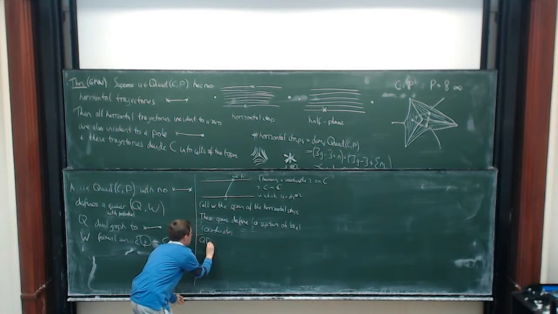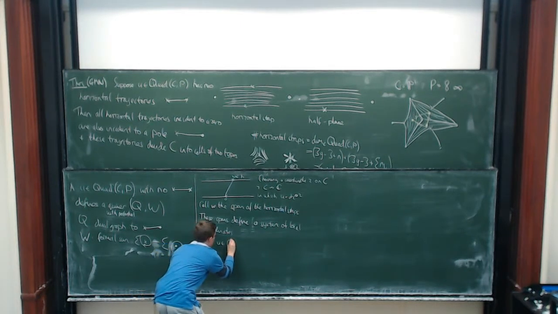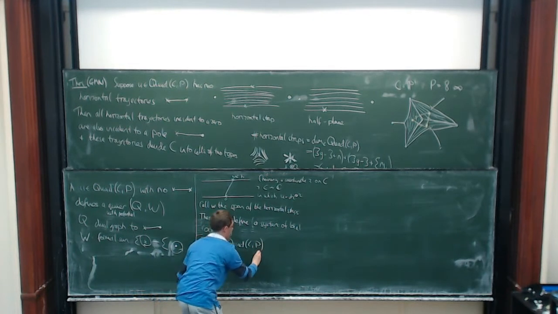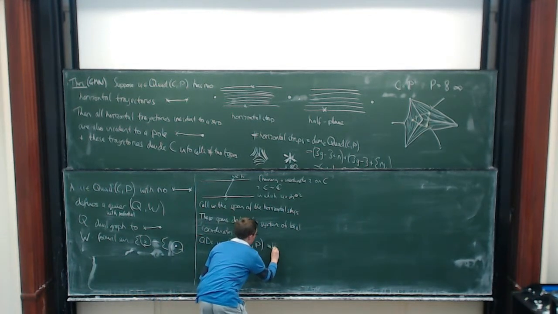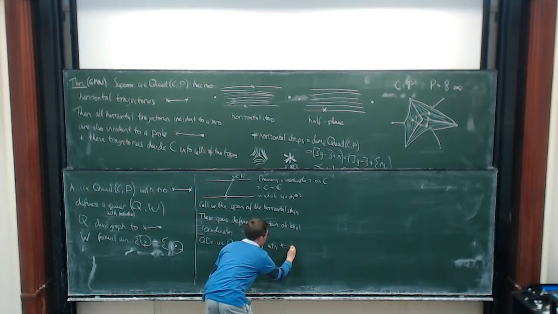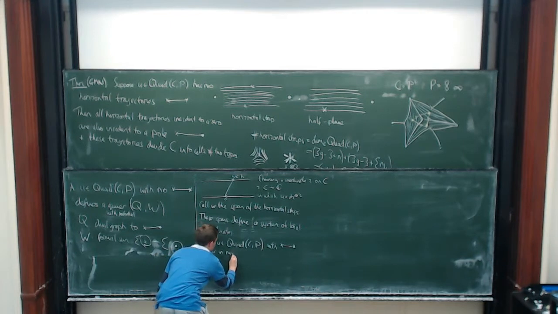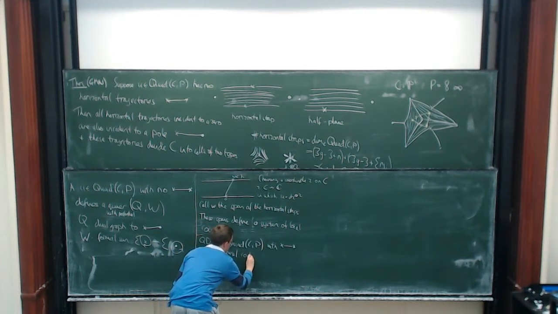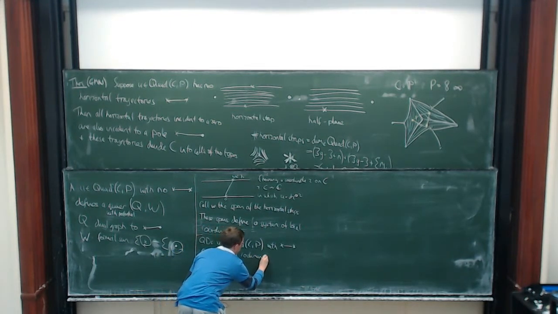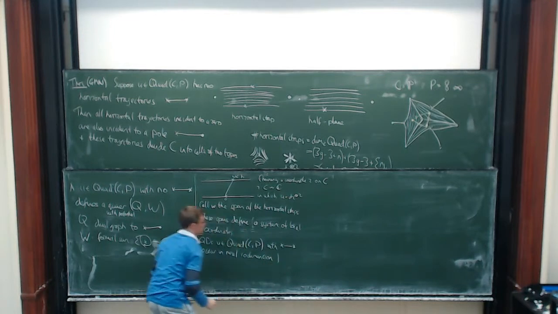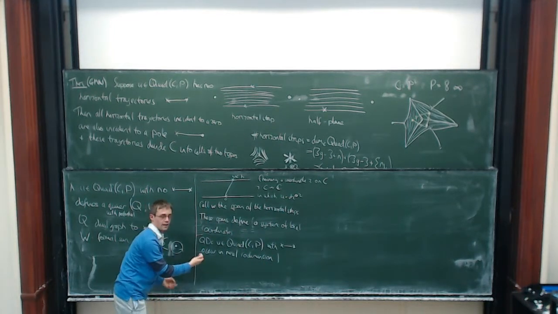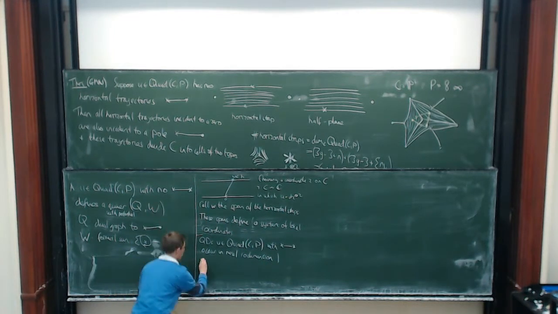So quadratic differentials in this space with such trajectories occur in real codimension 1. And they occur precisely where such a horizontal strip collapses.